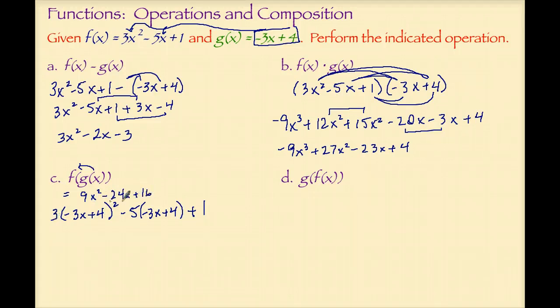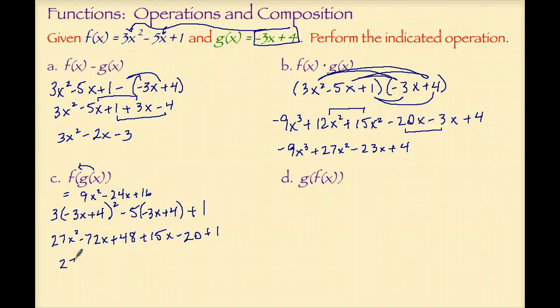Now let's distribute the 3 and distribute the negative 5 here. We end up with a 27x squared minus 72x plus 48. Then the negative 5 times the negative 3 is a positive 15x, and then minus 20 plus 1.